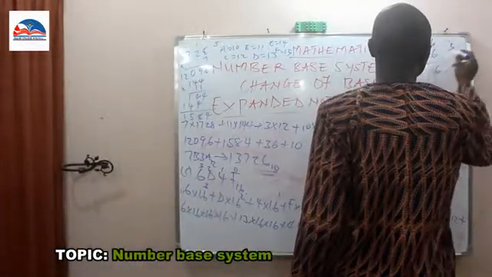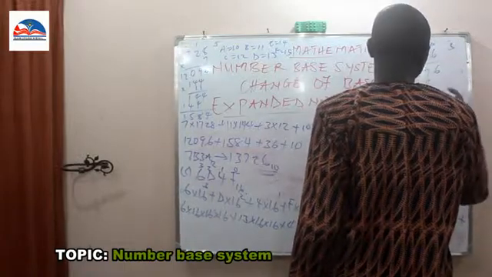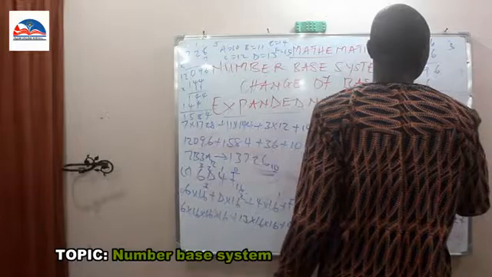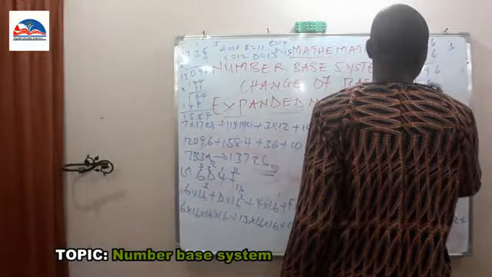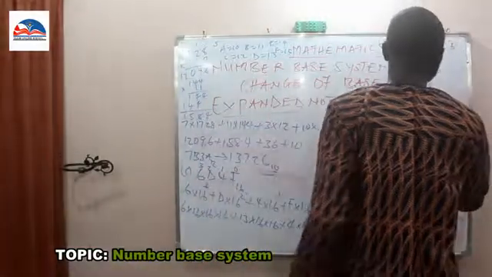6 times 1, 6 plus 3, 9. 1 times 6, 6. 1 times 1, 1. 6, 9, 10, 11, 12, 13, 14, 15, 15. Bring 1, 256. So multiply by another 16 again.